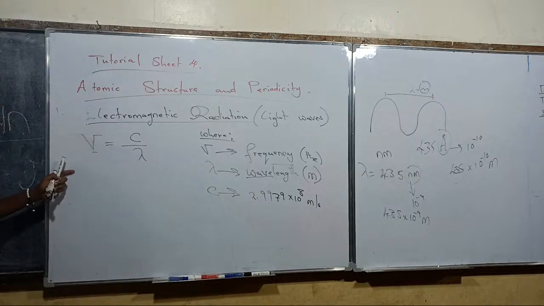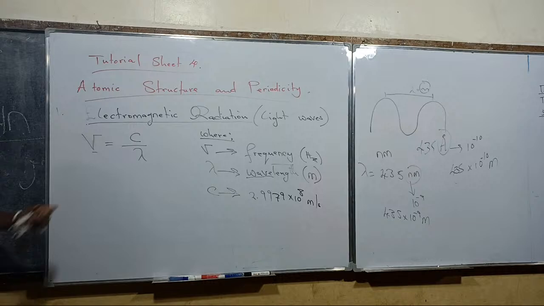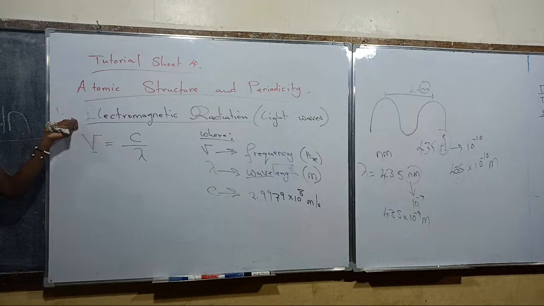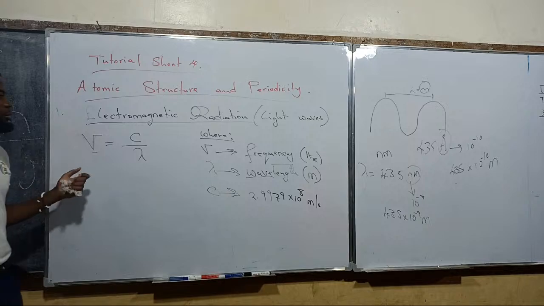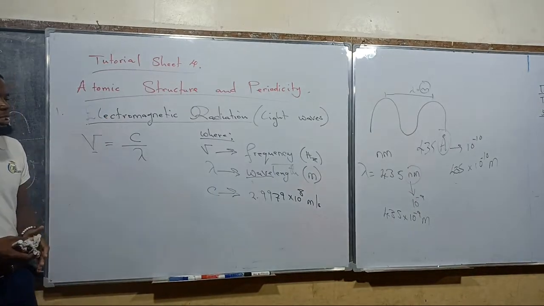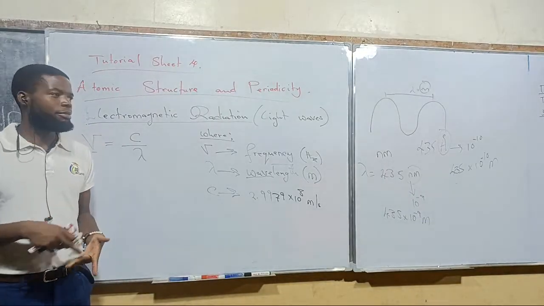Okay, so the first thing that you need to know on atomic structure and periodicity is that you have electromagnetic radiation. Electromagnetic radiation just refers to the form through which energy travels through space. So energy can travel through space. Examples of electromagnetic radiation are gamma rays, UV light, radio waves, and microwaves.